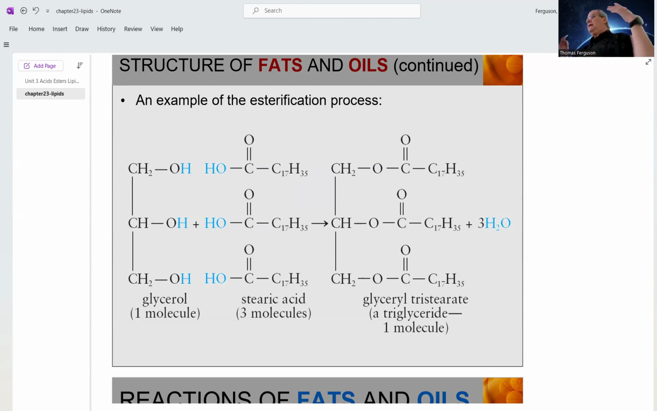Okay, so whenever you make an ester, you generate the ester itself plus water. So these water molecules come off whenever you make an ester.